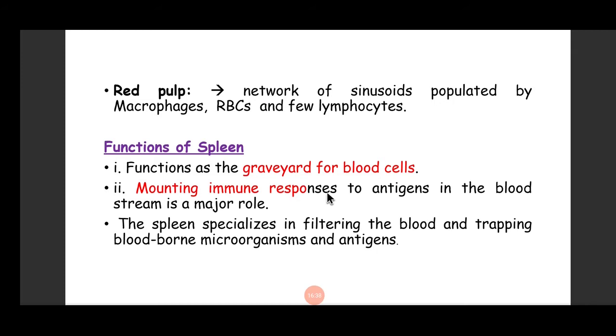Another function of the spleen is that it mounts an immune response by proliferation of the lymphocytes, and it also filters the blood by trapping blood-borne microorganisms and antigens. So these are the three main functions of the spleen: it is a graveyard of blood cells, it mounts an immune response, and it filters the blood by trapping blood-borne microorganisms.